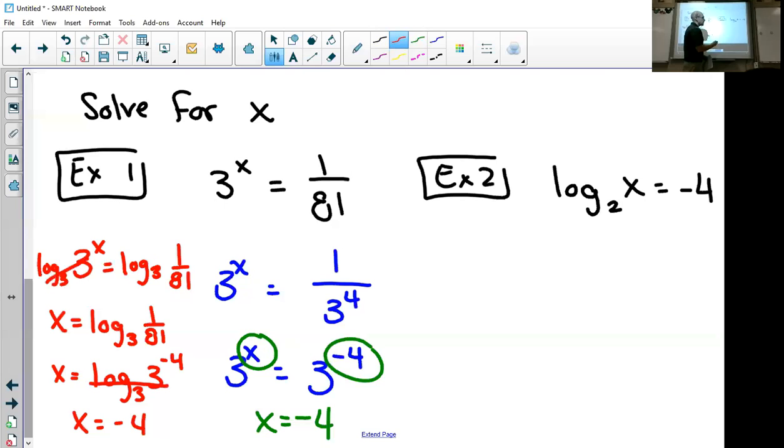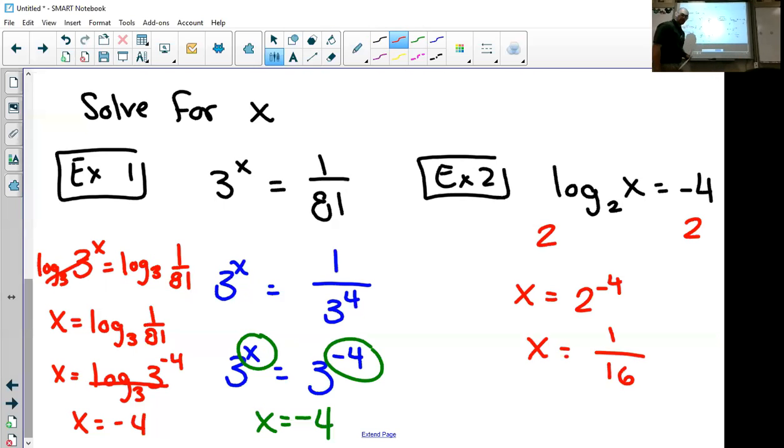Now on this one over here, easiest way to tackle this one, all right, just like with natural log, to get rid of natural log, we e it. Well here, whatever the base is, in this case the base is 2, we 2 it. All right, when you 2 it, 2 and the log base 2 cancel out, giving you x equals 2 to the negative 4th, which would just be 1 over 2 to the 4th, which is 1 over 16. Okay, so that's how we solve and get rid of exponentials and logarithms with different bases.